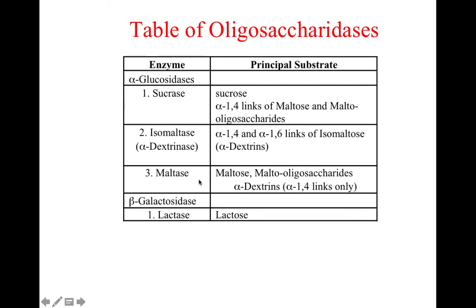And then you have maltase. As its name implies, it'll degrade maltose. And if, for example, it's a maltotriose, maltase can also work. So maltase cleaves alpha 1 to 4 links only. In other words, it doesn't cleave alpha 1 to 6. Okay, and remember, these enzymes are all in the brush border membrane.